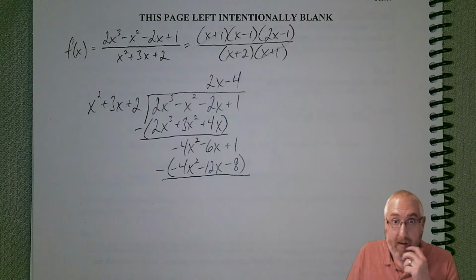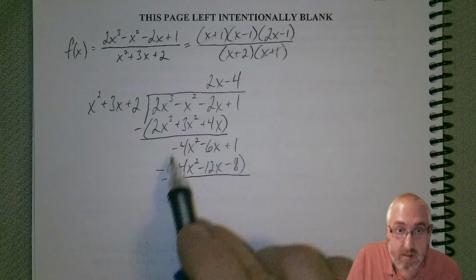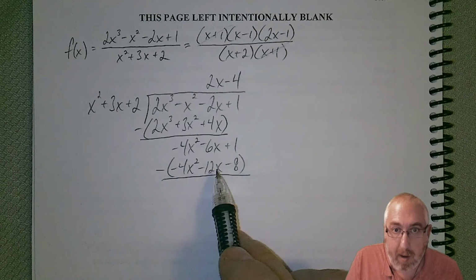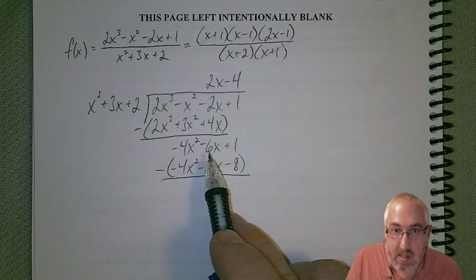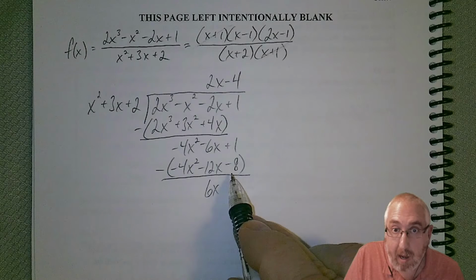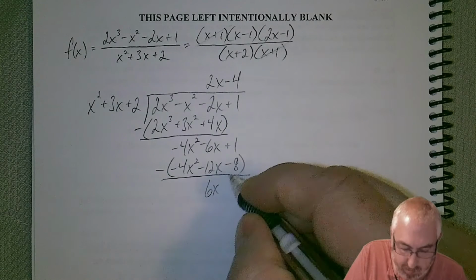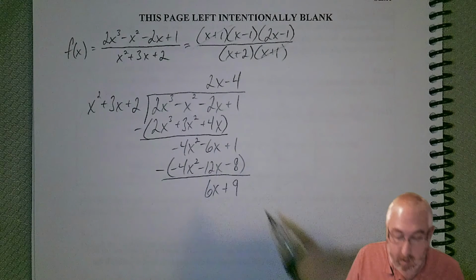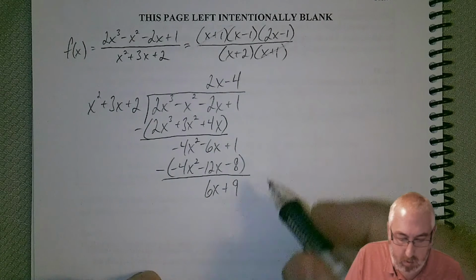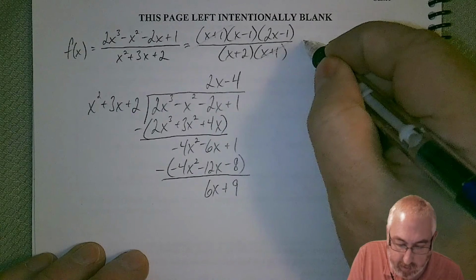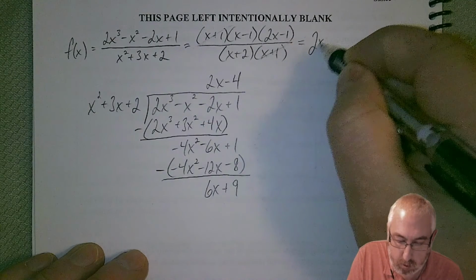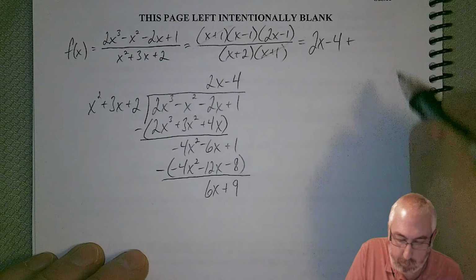And we got to subtract those. So our negative 4x squares are going to cancel. So we'll have a positive 12x and a minus 6x, which is a positive 6x. Positive 8, positive 1 is positive 9. And we're done. We can't divide any more. So again, we could rewrite this polynomial now as our quotient plus our remainder.